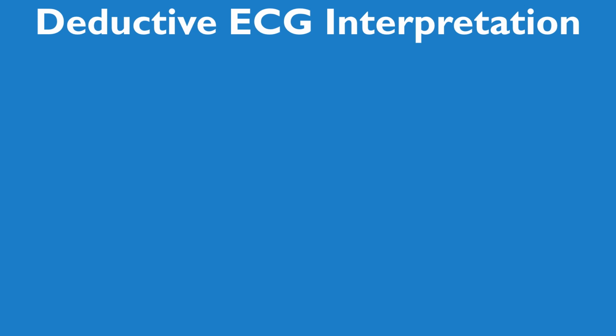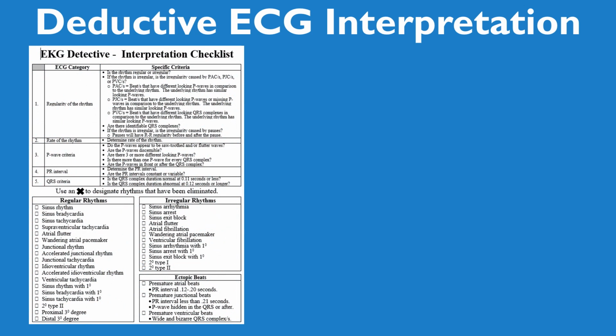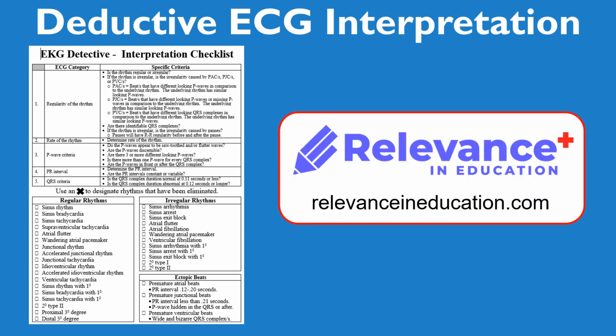Throughout this entire series, we are going to use two job aids. The first job aid is the EKG Detective Interpretation Checklist. The nice thing about this checklist is it really helps illustrate the mechanics of how deduction works. And if you're interested, just reach out to me at relevanceineducation.com and let me know that you would like a copy of the checklist, and I will make sure that I email one out to you so that you can use that as we go throughout this series.